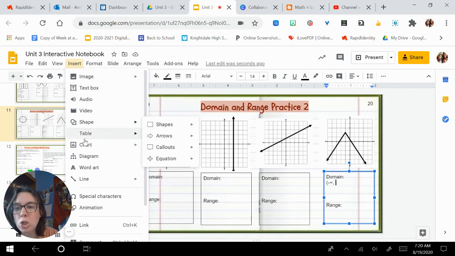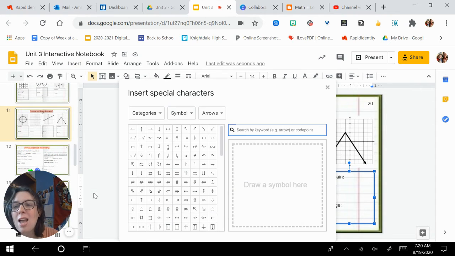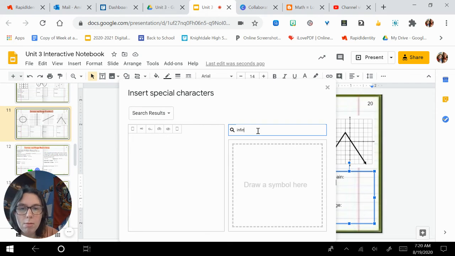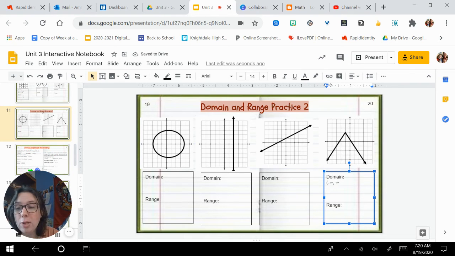So I'm going to insert my infinity symbol. And then again, remember, you close it up with another parenthesis. So there is my domain for this graph. The graph goes on forever in both the left and right direction.